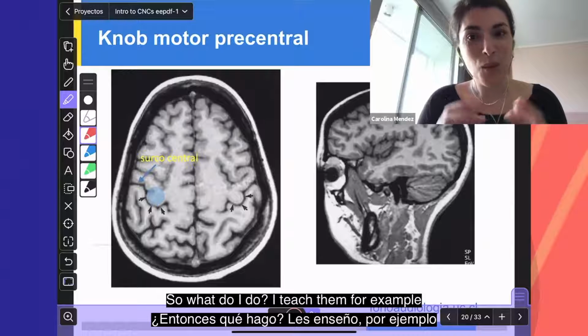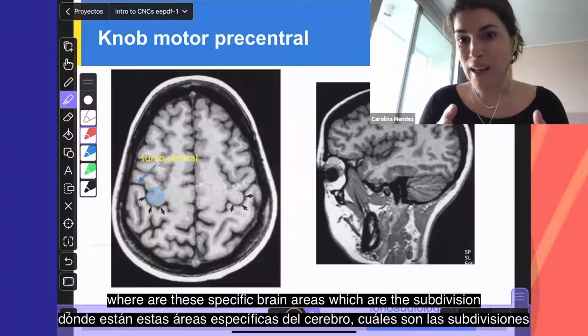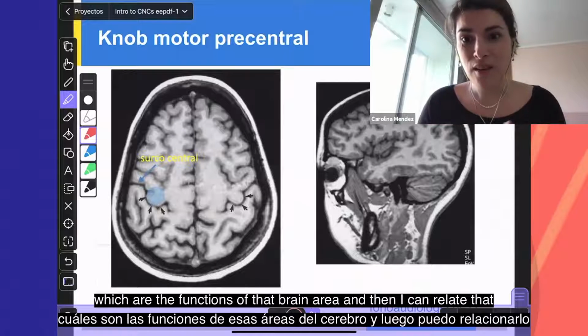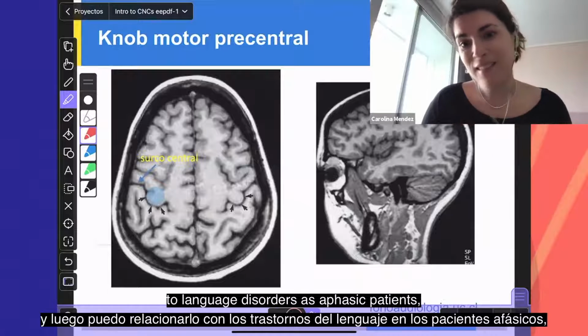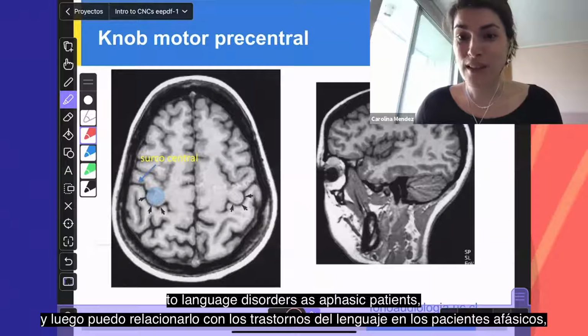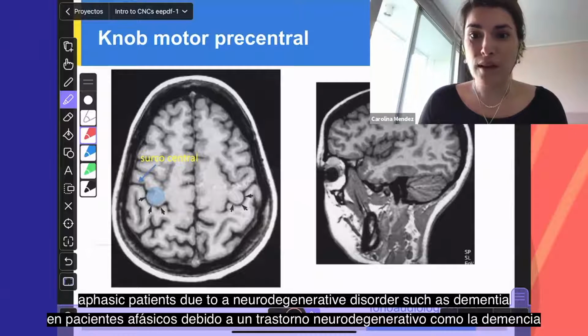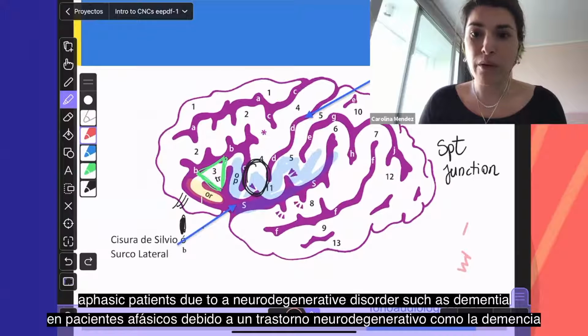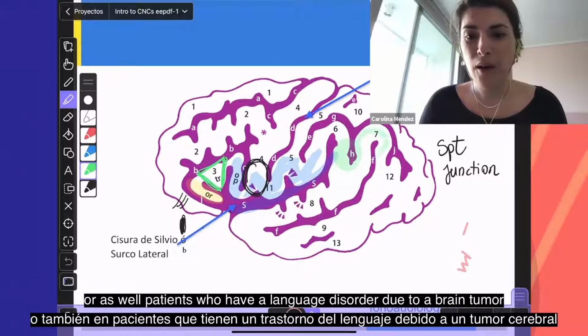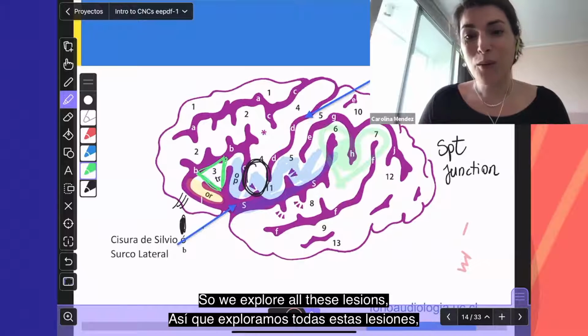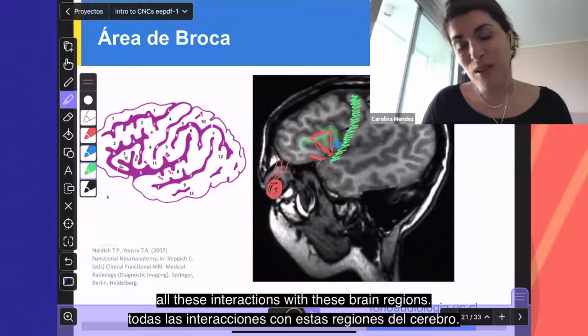So what do I teach them? Where, for example, these specific brain areas are, which are the subdivisions, and which are the functions of those brain areas. And then I can relate that to language disorders, such as aphasic patients, patients with a stroke, aphasic patients due to a neurodegenerative disorder such as dementia, or also patients who have language disorder due to a brain tumor. So we explore all these lesions, all these interactions with these brain regions.